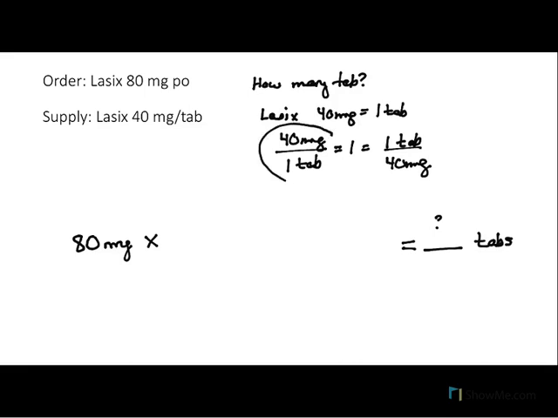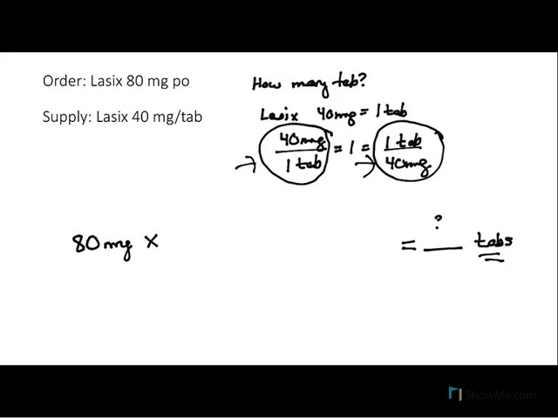So both of these values are equal to 1. So I can choose either one of these and multiply it by 80 milligrams and end up with the value that I want to give; it won't change the value. What I want to do is choose which one, this one or this one, will cancel out units such that I'm left with the number of tablets that I need to give.